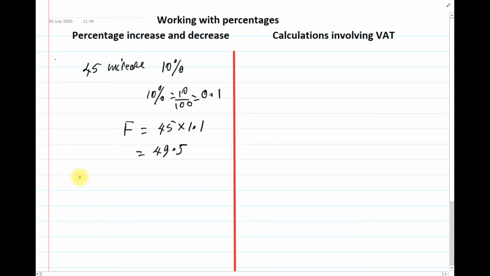If I have a price of an object, say 60, and I want to reduce it by 10%, so this time I'll have to say the final price is 60 times 0.9, because I'll have 1 minus 0.1, and this would be 54. 10% of 60 is 6. Take away 6, you get 54.